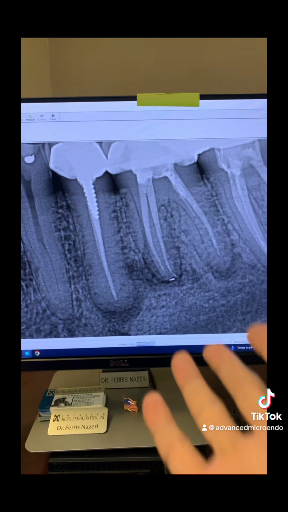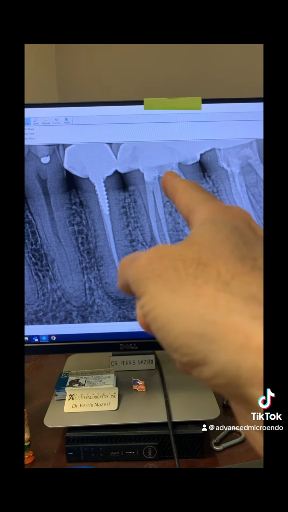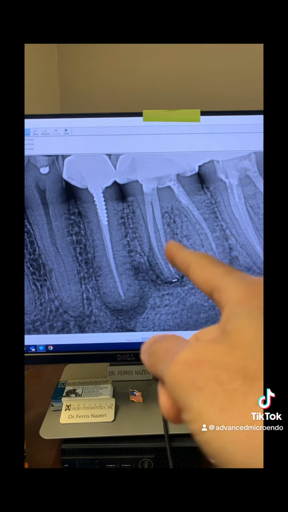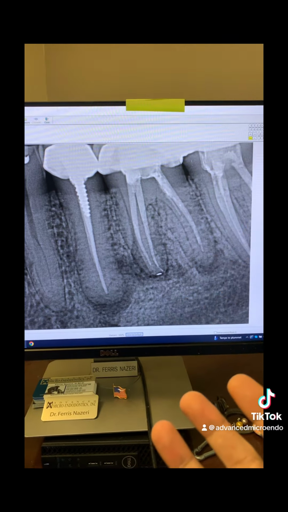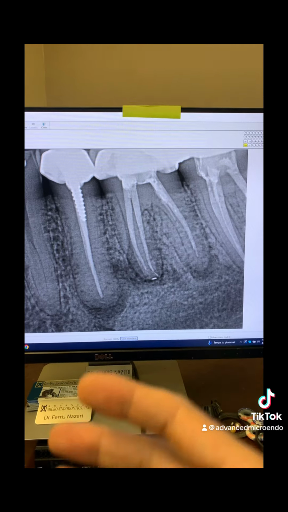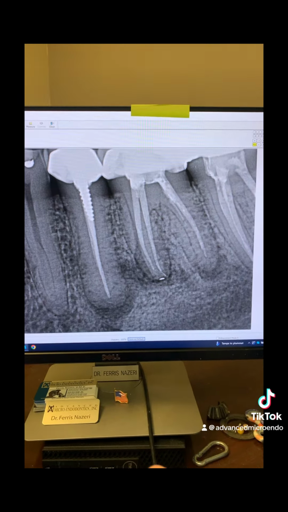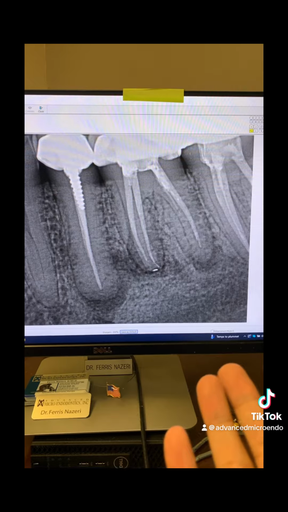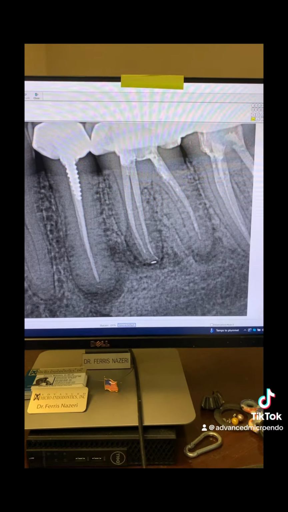We go in, remove the post here, remove the buildup here, remove the gutta-percha here, open everything up, look at everything under a surgical operating microscope, look for missed canals, irrigate copiously with 6% sodium hypochlorite, sonic, ultrasonic activation, and 3-dimensional obturation. There it is.